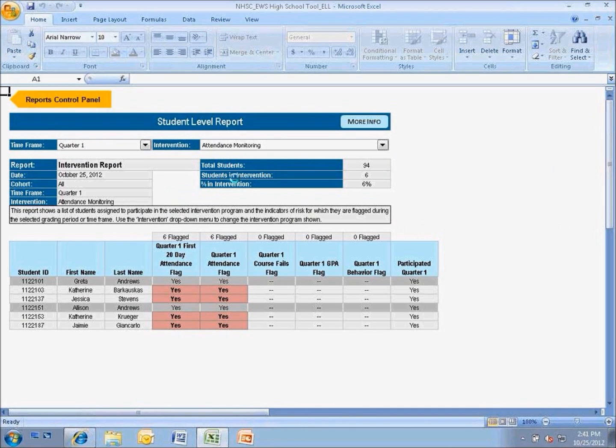And so you can see all of the 6 students who have been assigned to attendance monitoring here in quarter 1, and you can also see the flags that they have. And so what this report can really let you do is see how a student responds to their intervention over time. And again, you have these quarter drop-downs up here, so you could see if a student previously flagged as at risk based on their attendance, who had been assigned to attendance monitoring, had shown any improvement in the quarters following their assignment to this attendance monitoring intervention.